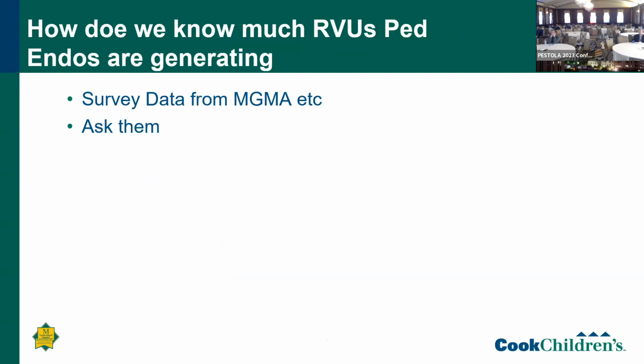So how do we know how many RVUs other people are doing? Well, the common way is we look at all the survey data, and there's a whole alphabet soup of letters of all these survey data. And the other way we can do is we can ask each other and we can talk, and that's something that we do not do very well. How many times has one of your best buddies asked you, how many RVUs did you do? How much money did you earn last year? And when is the last time you actually answered that question truthfully?